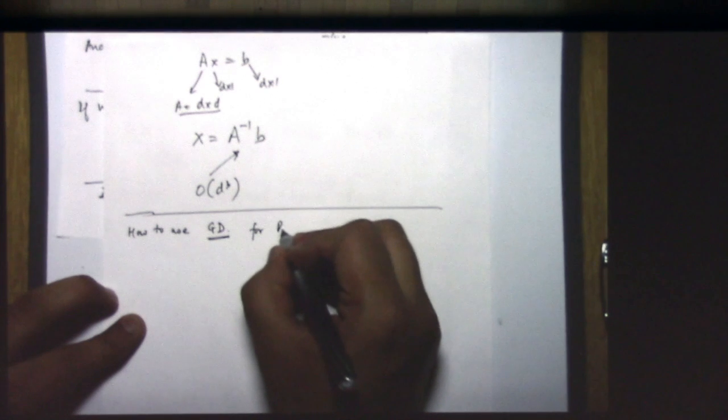Okay, so now the next thing we are going to do is derive the gradient for perceptron, because gradient descent is a general algorithm. It has nothing to do with machine learning. We are just using it for perceptron. So the thing we are going to discuss now is how to use GD, gradient descent, for perceptron learning.